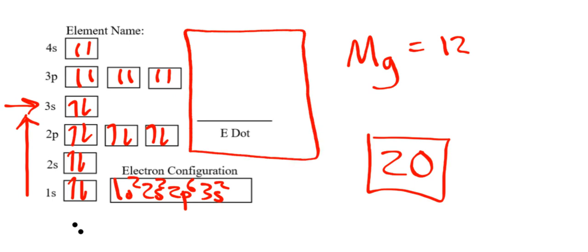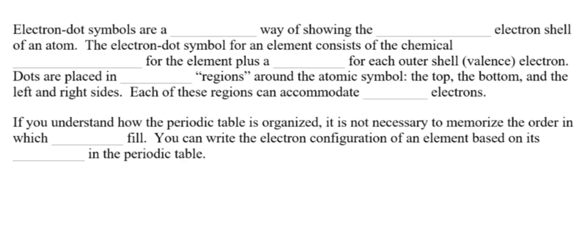The next thing we need is what we're going to call the E dot, and let's go ahead and attack those notes now. And these are simple. You just follow a simple set of rules again. So electron dot symbols are a simple way of showing the outermost electron shell of an atom. The electron dot symbol for an element consists of the chemical symbol.